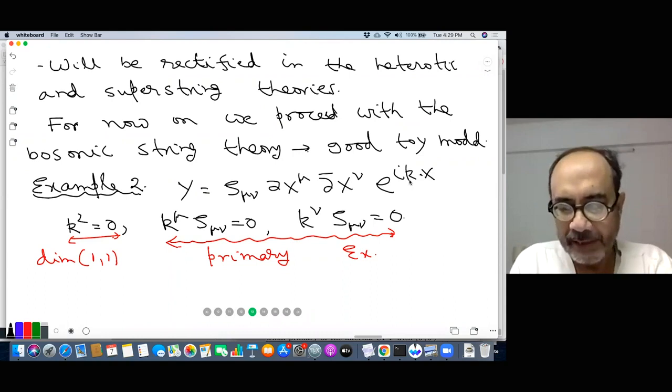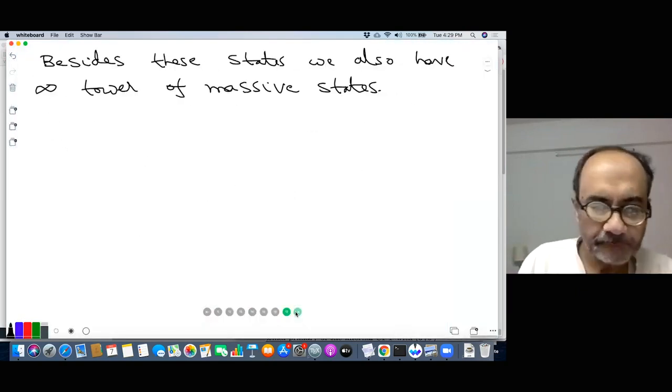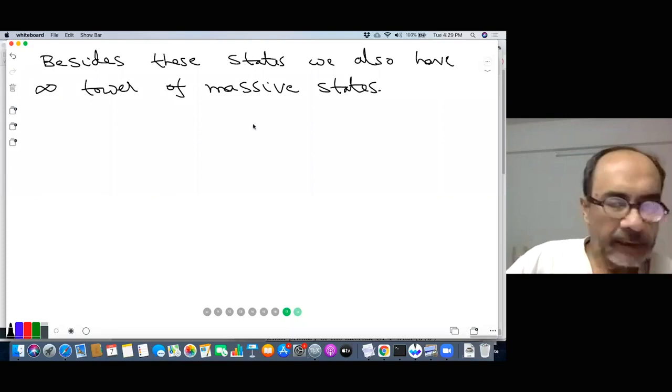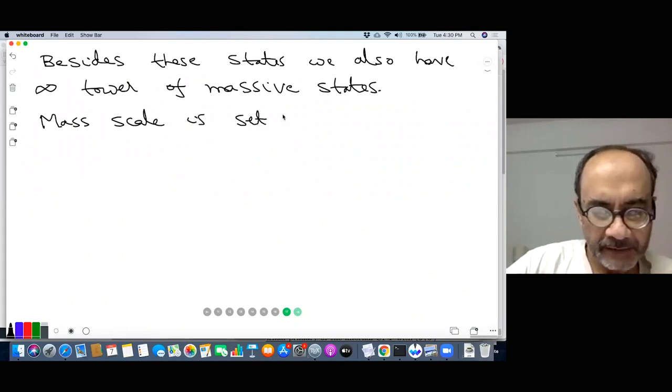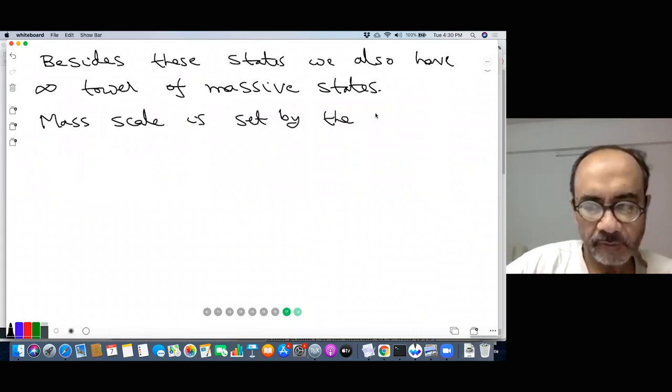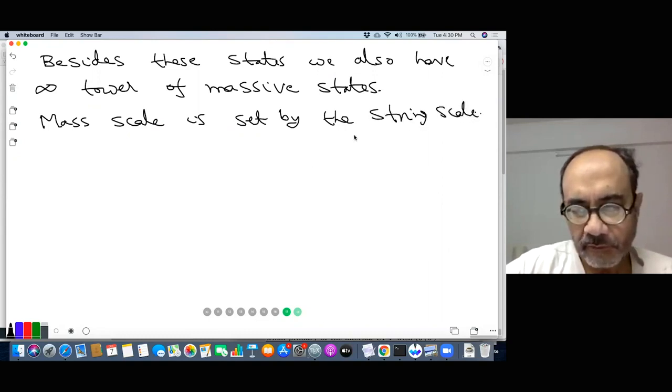The lowest state gave the tachyon, m square negative. These gave m square 0. And once you include higher oscillators or higher powers of these operators, you get massive states in the spectrum. But the mass scale of these is set by the string scale, which of course we are taking to be 1.